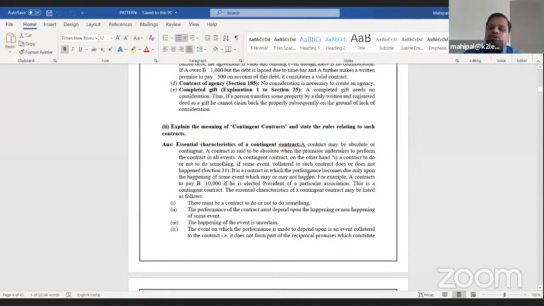Explain the meaning of contingent contract and state the rules of such contract. What is contingent contract? You have to first write that. A contract may be absolute or contingent, and a contingent contract is one dependent on whether some event collateral to such contract does or does not happen. Give an example. Write the circumstances of contingent contract: depending upon happening of an event, non-happening of an event, happening of an event within time, non-happening within time, future conduct of a third party, and impossible events. Am I clear?